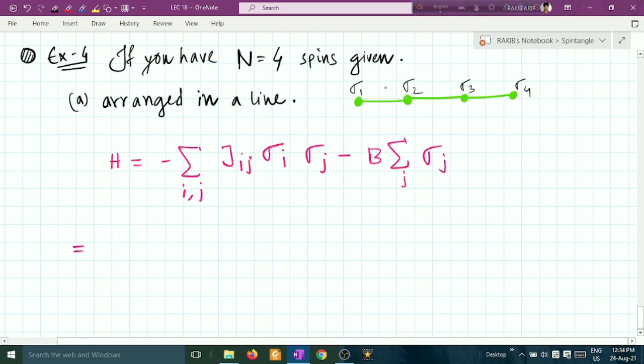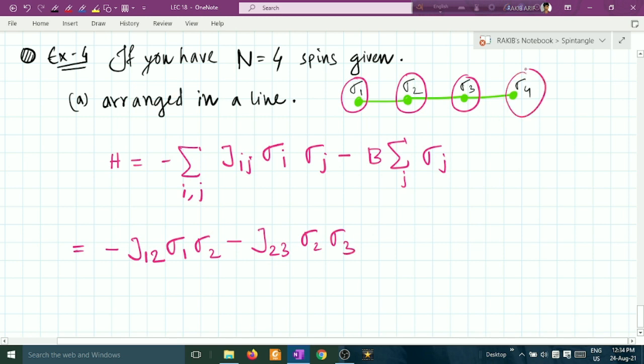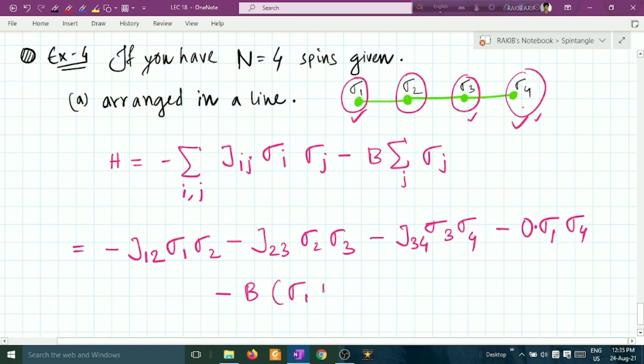And now calculate the interacting term. First, take the interaction between sigma_1 and sigma_2: minus J_12 sigma_1 sigma_2, minus, considering the sigma_2 sigma_3 interaction, J_23 sigma_2 sigma_3, minus the third and fourth interaction, J_34 sigma_3 sigma_4. And the interaction between sigma_4 and sigma_1 will be what? Zero. I am writing this as 0 times sigma_1 sigma_4, and the magnetic field term will be b times sigma_1 plus sigma_2 plus sigma_3 plus sigma_4.